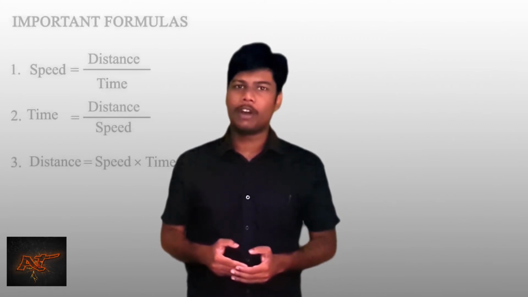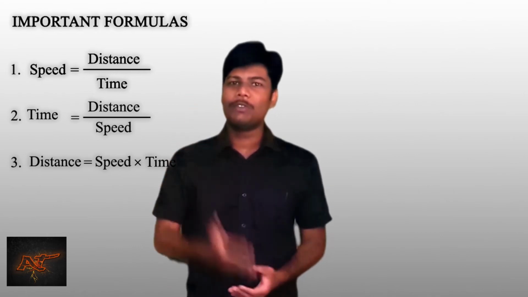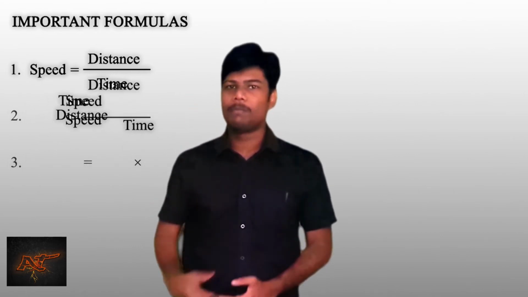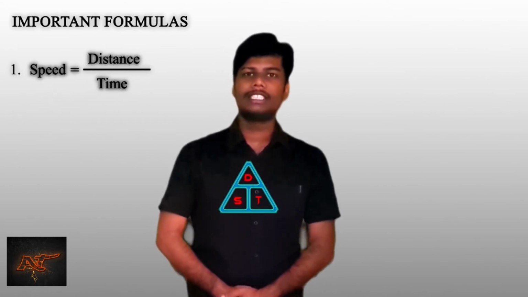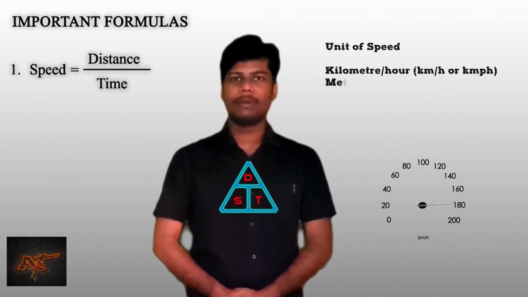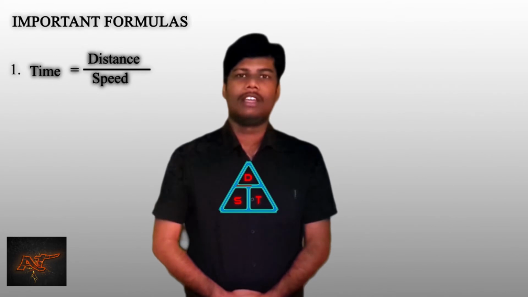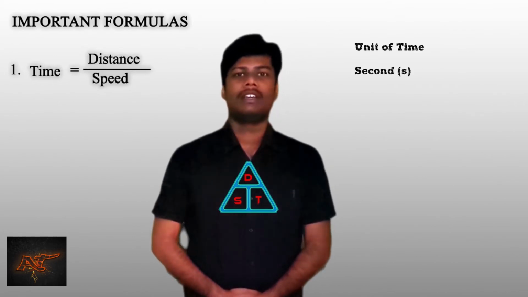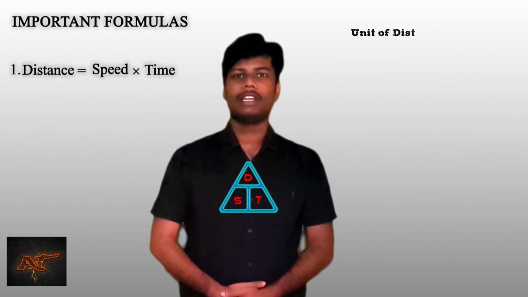We need some equations to remember to solve these types of problems. Never ever forget these three equations. No, only one of the equations is needed. The others can be derived from this. So the equations are: speed is equal to distance by time. The unit of speed is usually represented as kilometer per hour or meter per second in train problems. Time is equal to distance by speed. Usually the unit of time is represented as seconds. Distance is equal to speed into time. Usually the unit of distance is represented as meters.